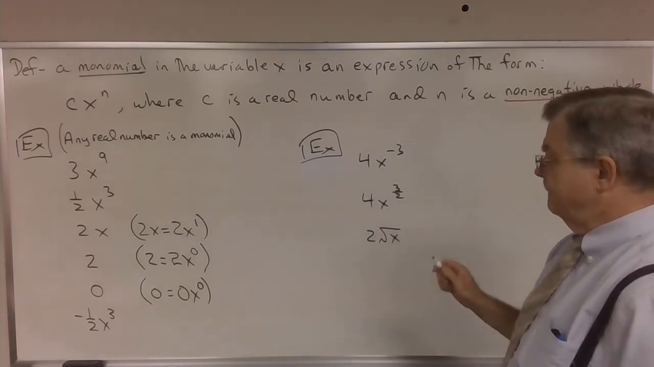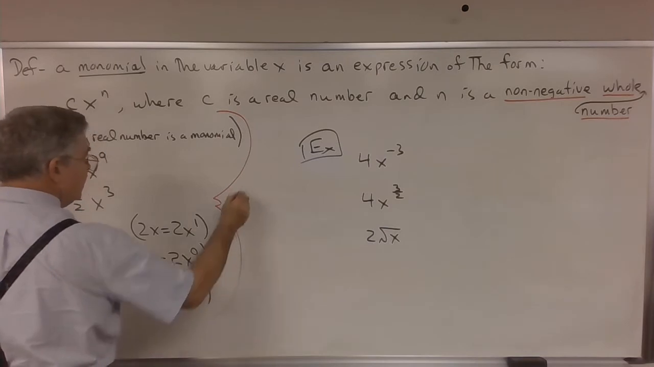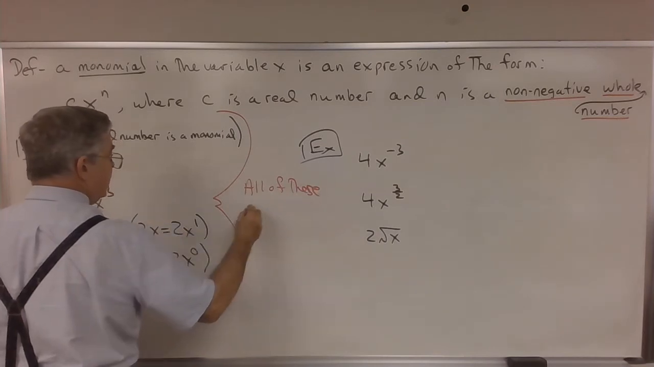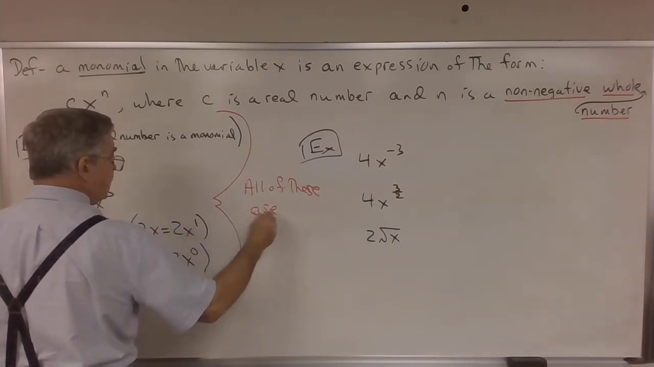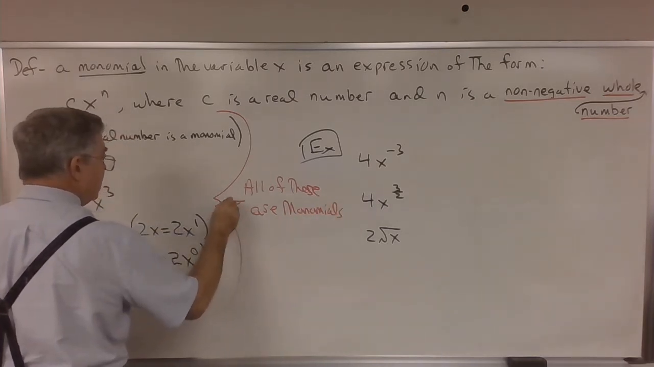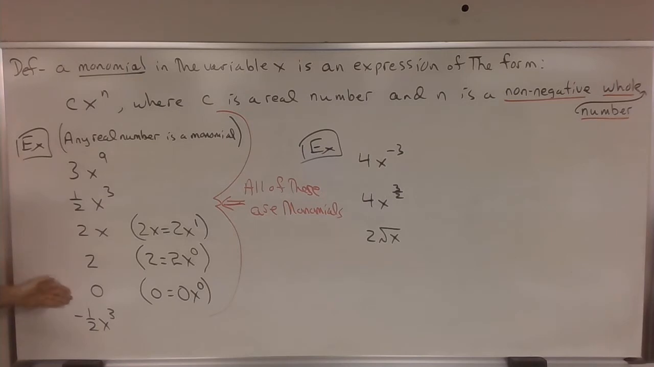So all of these things over on the left-hand side are monomials. They pass the test. They can all be written as a constant, a real number constant, times x to the power of a non-negative whole number.